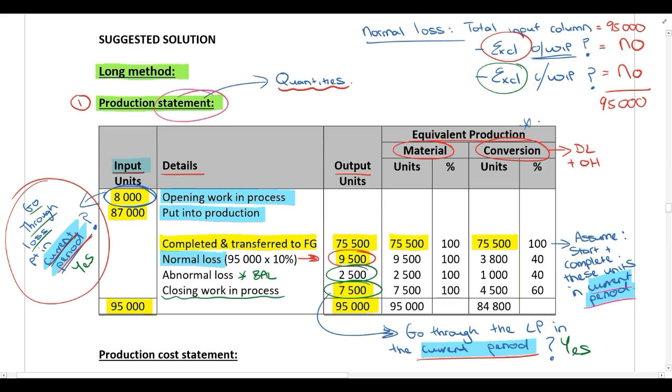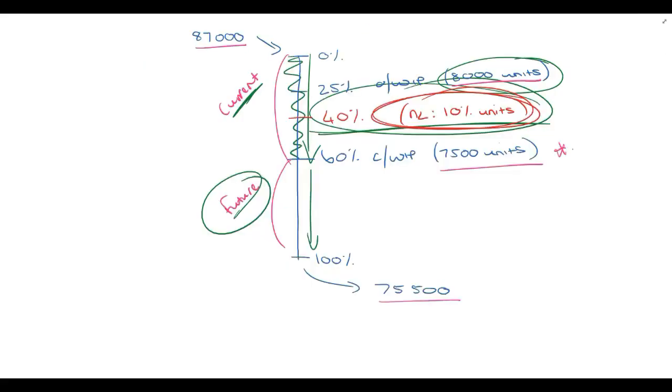So what we assume, for the 75,500 units that we actually finished during the period, is that we start and complete those units in this period. So they are 100% complete for material and 100% complete for conversion. That's what's going into those two columns. Then what we need to do for our loss is go back to our diagram again and clean it up a little bit.